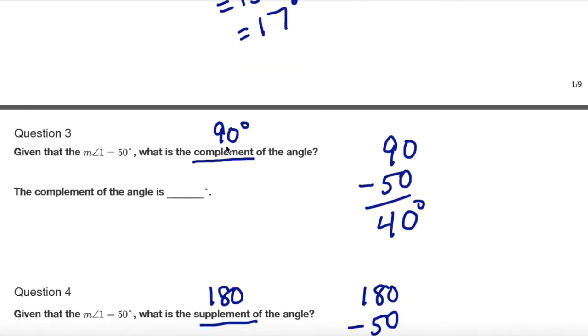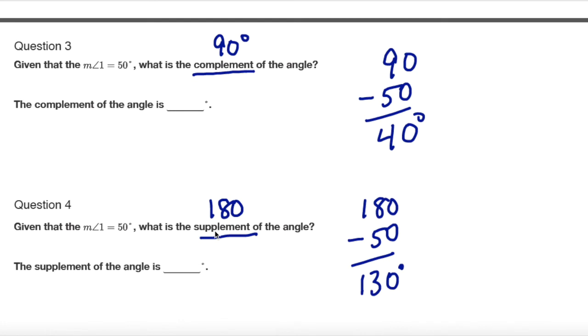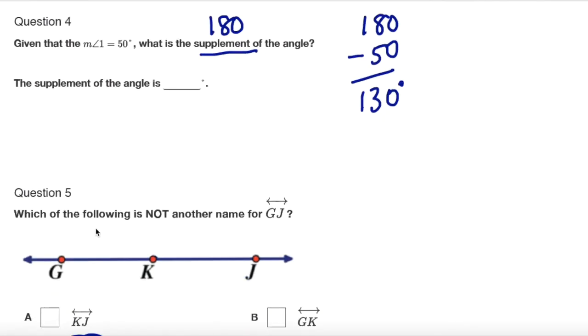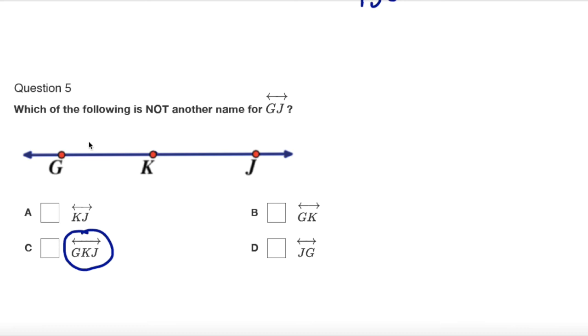Question number 3 is a complementary angle question. Two angles that add up to 90, so we just find the difference that would add up to 90. Question 4 is supplementary, which is two angles that add up to 180, so I found the difference of the angle that would add up to 180 with 50 degrees. Question 5, how to name a line. You always need 2 points to name a line, so you can't use 3 points to name a line.